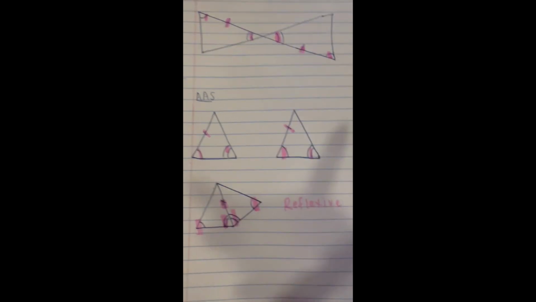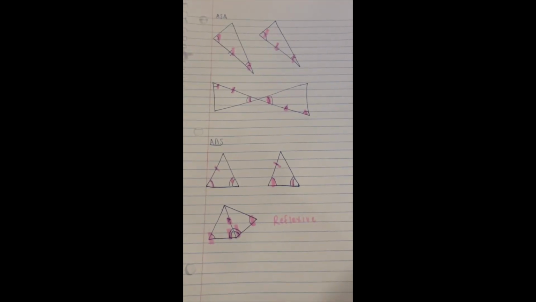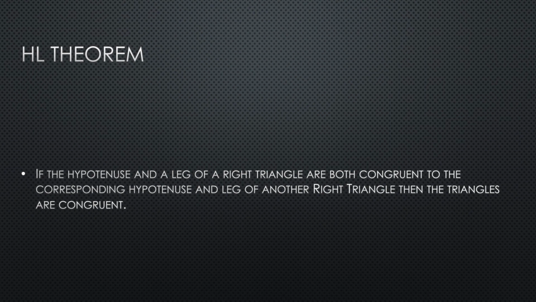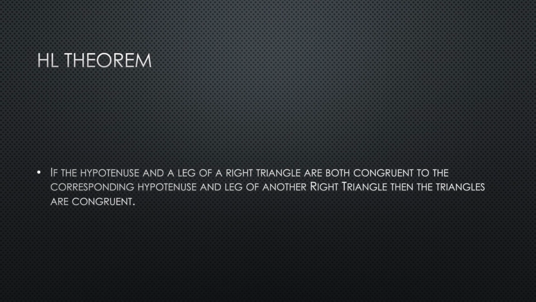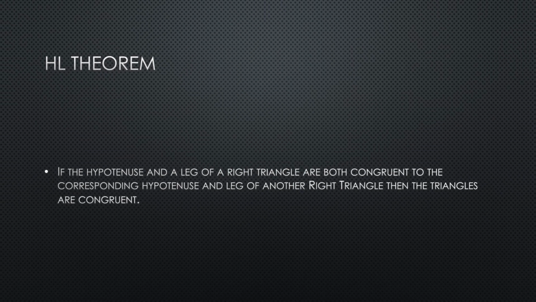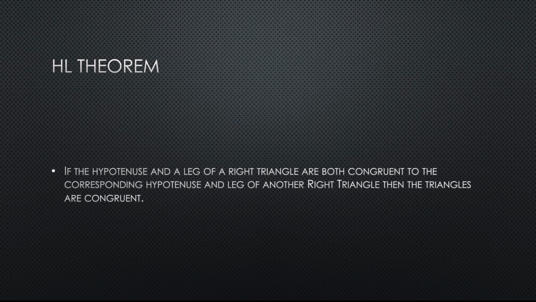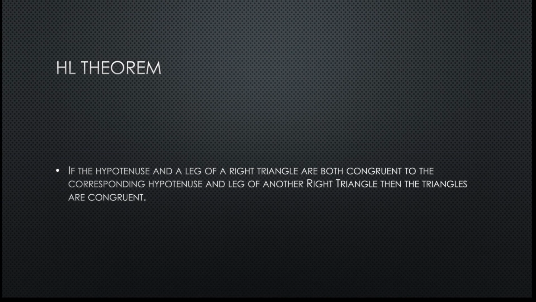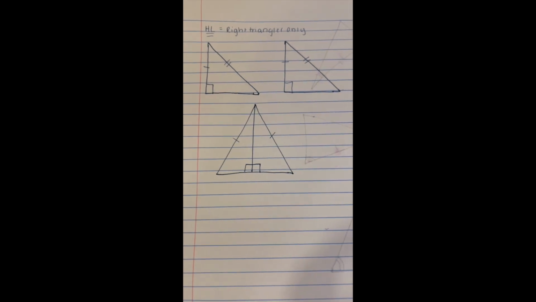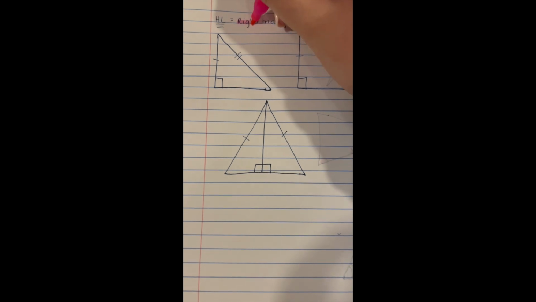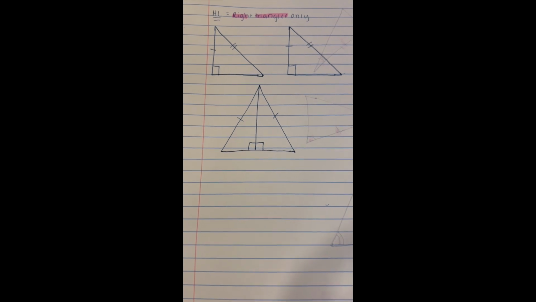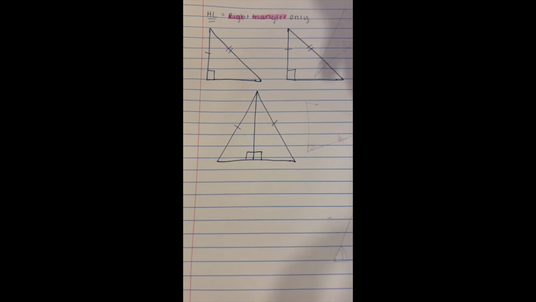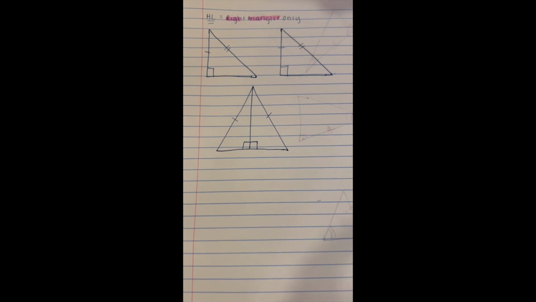Okay? And then lastly, for the hypotenuse leg theorem, again, this is only for right triangles, okay? So that's something that's important to remember. You can't do this if the triangle is isosceles or equilateral. It has to only be right triangles.